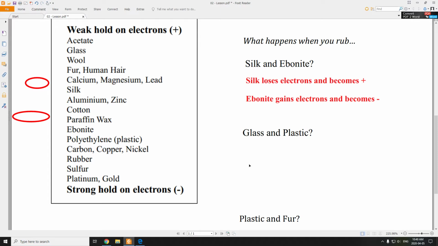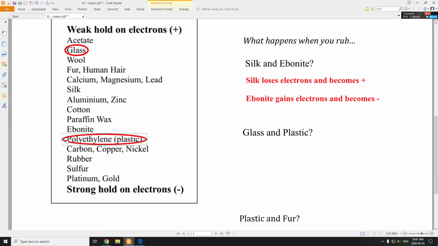All right, so let's go through the next two examples here and check what you guys got. So first thing is figuring out where the materials are. So we have glass, which is right there, and we have plastic. Plastic right down here. Polyethylene is another word for plastic. Okay, so we have our glass, our plastic. So you got to think about maybe like a sheet of plastic that you're rubbing on a glass rod or something like that.